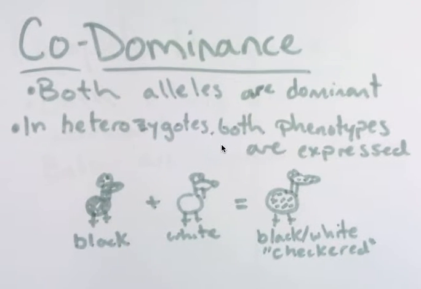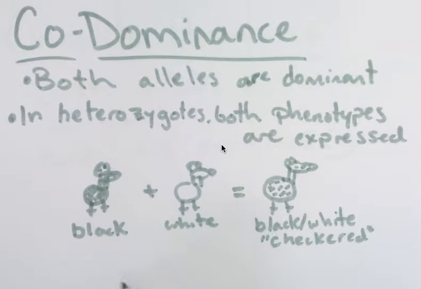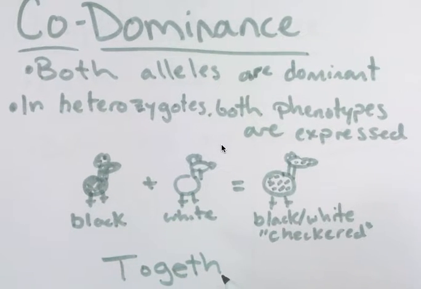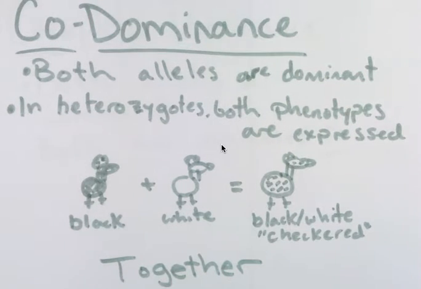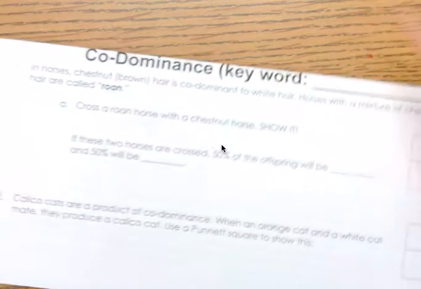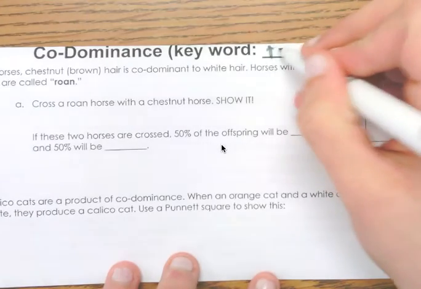The key word that we're going to use for codominance: that stem co means together. Like if you cooperate with somebody, you're working with them, or if you cohabitate, you live together, something like that. So that's the word we're going to remember. Incomplete was in between or intermediate; co, together. So let's look at some practice problems. Keyword: together.